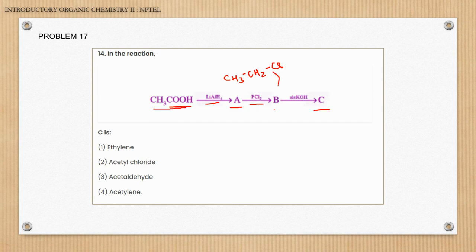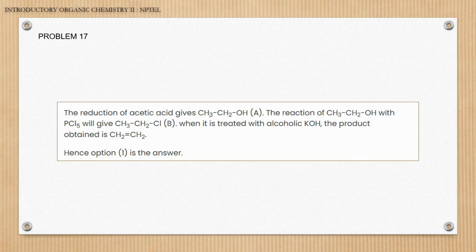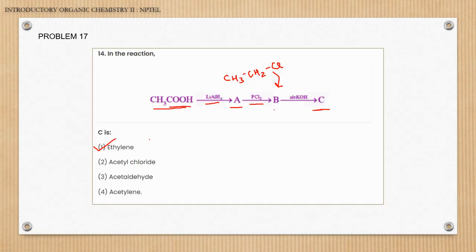Now coming to alcoholic KOH, and you will get C. Now tell me what will be the answer? Ethylene, option A. Yes, ethylene will be the answer. So this is how you get it. Acetic acid gives you ethanol in the first step. In the second step, the PCl5 reaction gives you the chloride, and when you treat it with alcoholic KOH, you get ethylene or ethene.